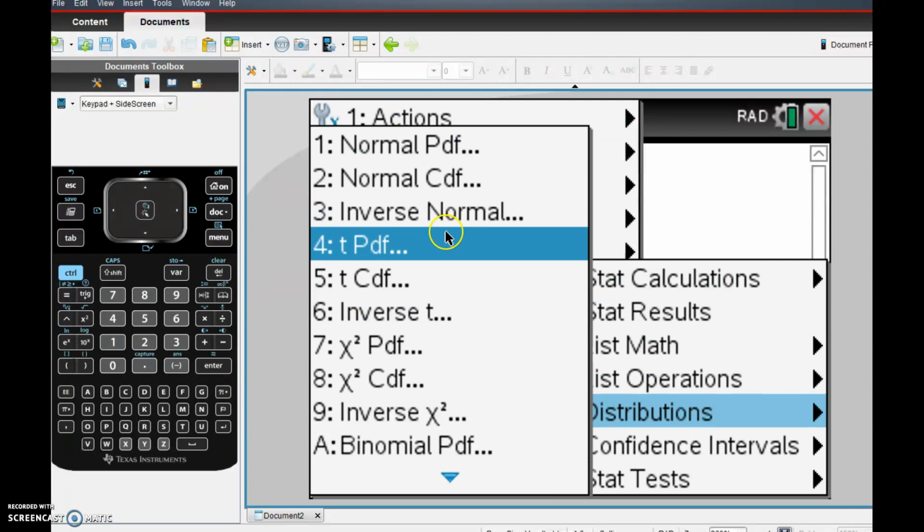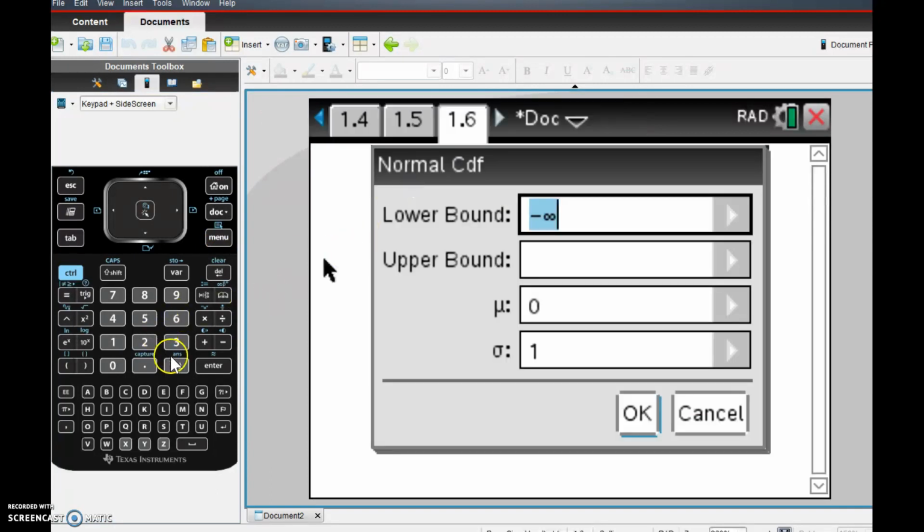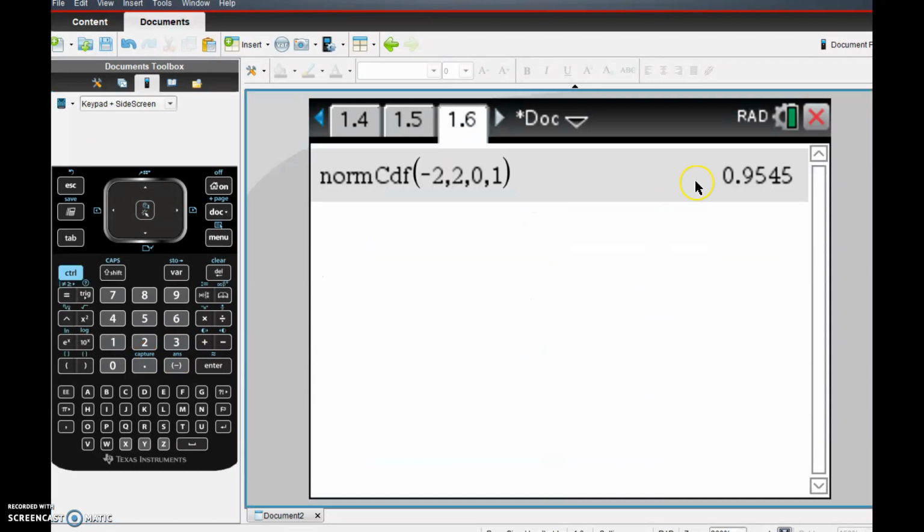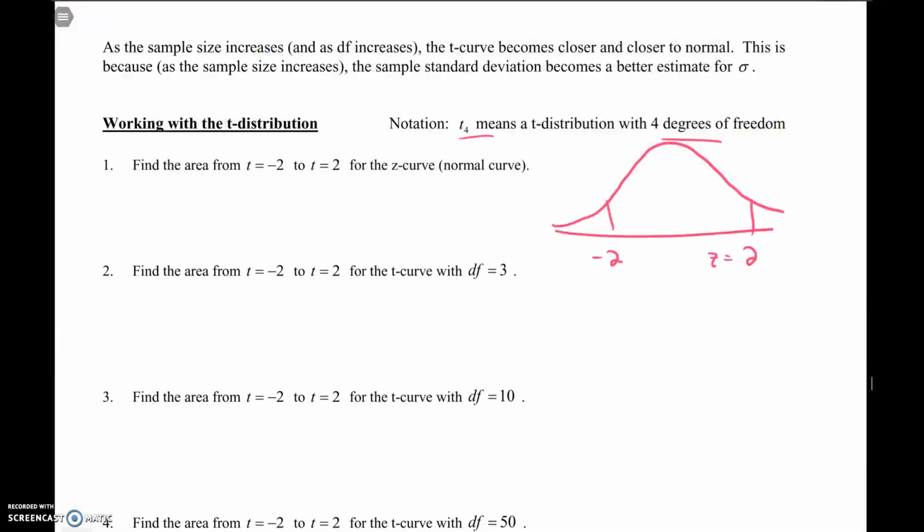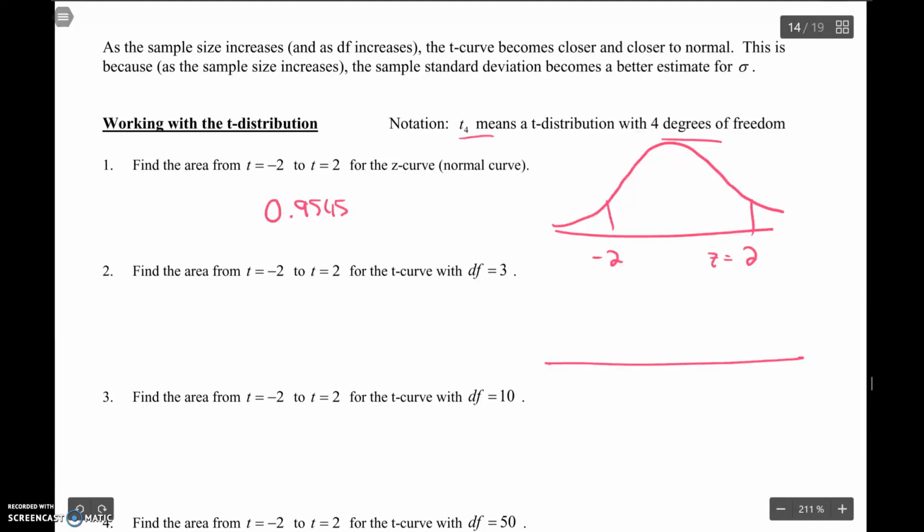Statistics, distributions, normal CDF. Let's go from -2 to +2. 95.45. So this is 0.9545. But if we do a t-distribution with 3 degrees of freedom, it's going to be flatter, shorter and wider. So if you use the same cutoffs and it's shorter and wider, we're going to get less area. We're not going to get 95%.